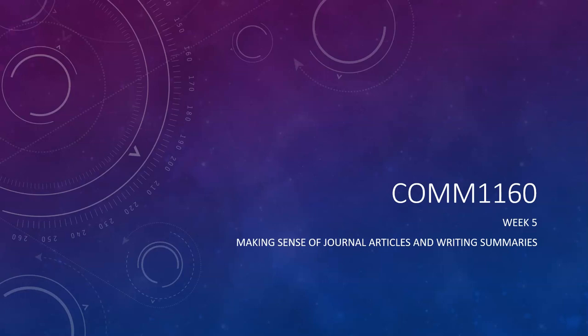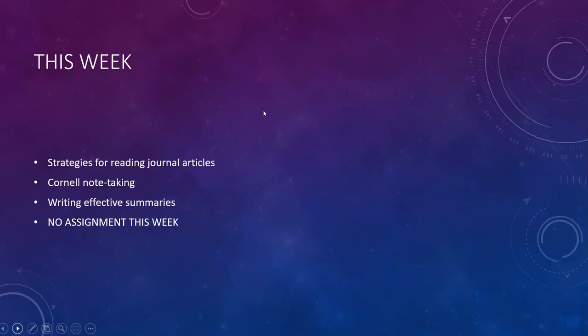I wanted to spend a bit of time just at the beginning going over what we'll do this week and giving you a bit of a warning about next week. So this week we're going to look at strategies for reading journal articles. Those strategies also apply to book chapters. We're going to talk about something called Cornell note taking. And then we're going to finish up with talking about writing effective summaries.